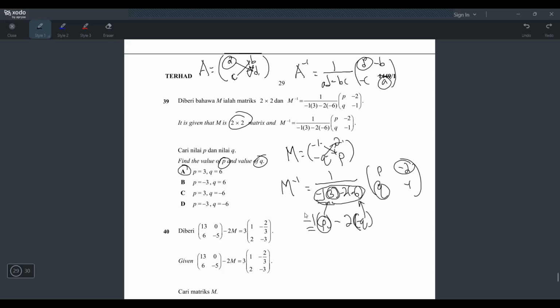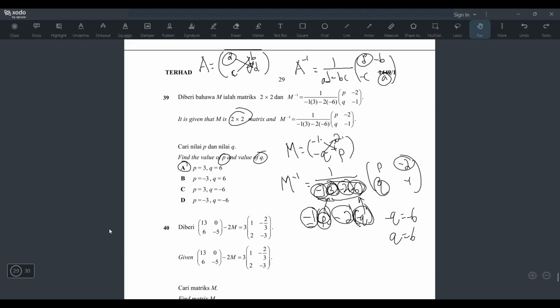You see, when you compare, negative 1 is negative 1. P is 3. Minus 2, minus 2. So negative Q, negative 6. So if negative Q is negative 6, Q must be 6. Okay, Q must be 6. So if Q is 6 here, then only it becomes negative 6. Right? A is your answer. Okay, so that's how you do it.